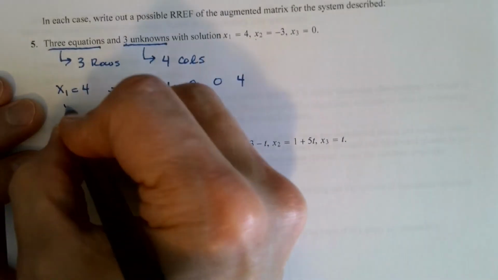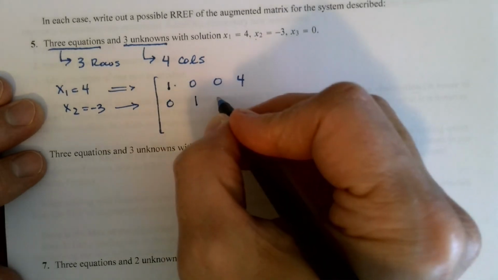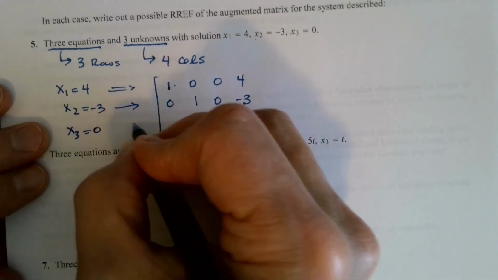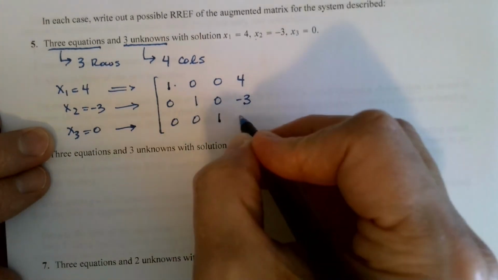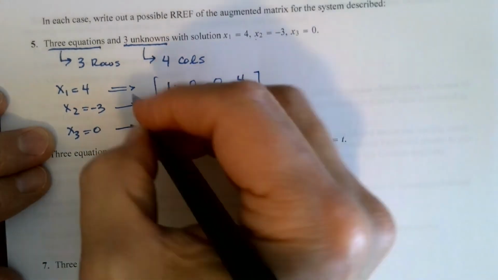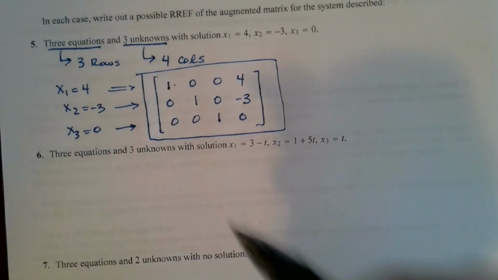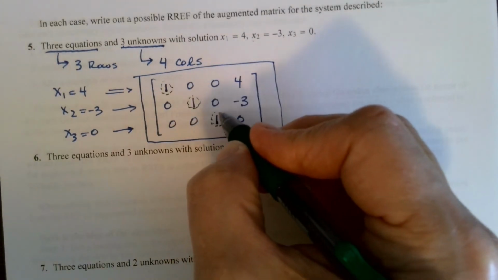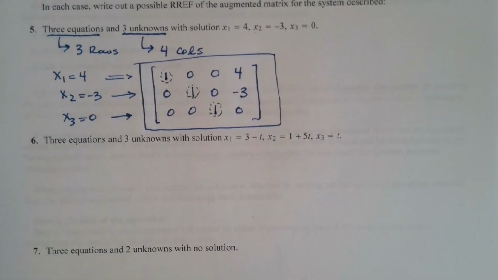The second is x sub 2 equals negative 3. That tells me 0x sub 1, 1x sub 2, 0x sub 3 equals negative 3. X sub 3 equals 0: 0x sub 1, 0x sub 2, 1x sub 3 equals 0. Notice this is in reduced row echelon form as well, right? I've got leading ones in each row in this case. They're in echelon form, and it's reduced because in the columns with the leading ones, every other entry is a 0. So we're going sort of in reverse.